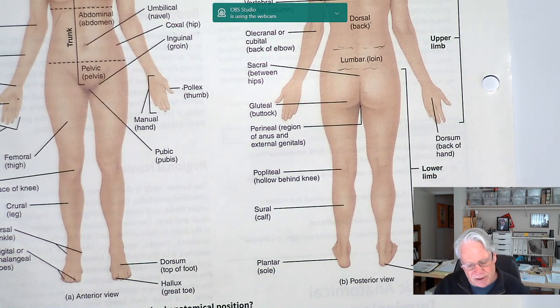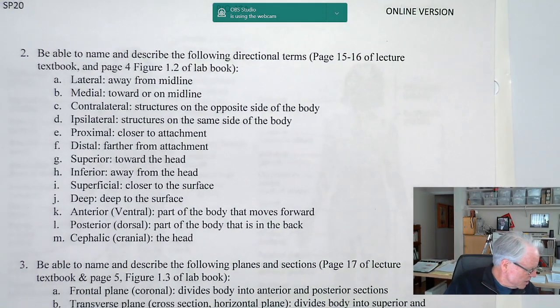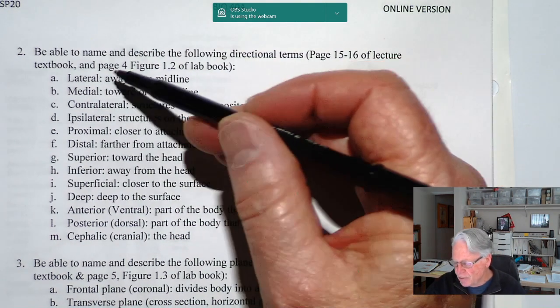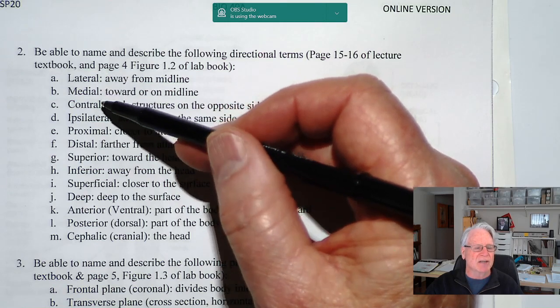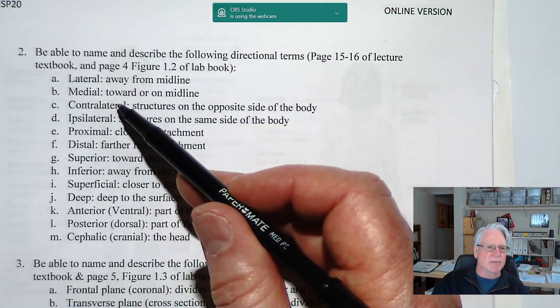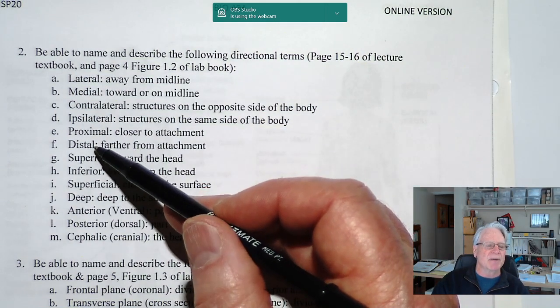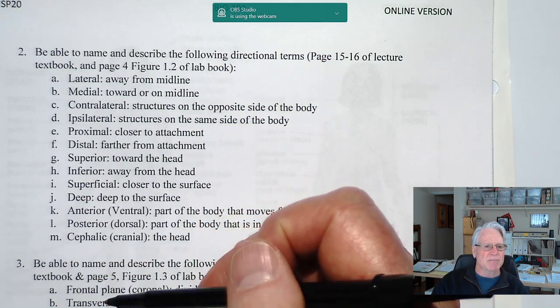Now let's talk about dividing the body or creating directional terms. So here are the directional terms that we will need to learn. And as you can see, they are actually paired up. In other words, lateral and medial are a pair of terms. They mean opposite things, but they're connected. We'll see how that works in a bit. Contralateral, ipsilateral, again, these are paired up. Proximal and distal, again, paired up. Superior, inferior, paired. Superficial and deep, again, paired.